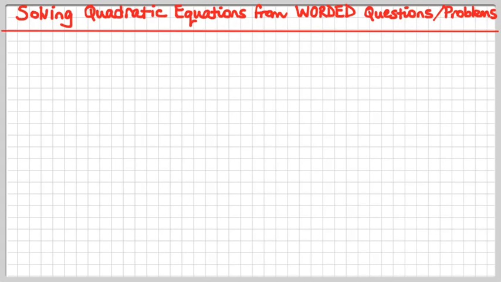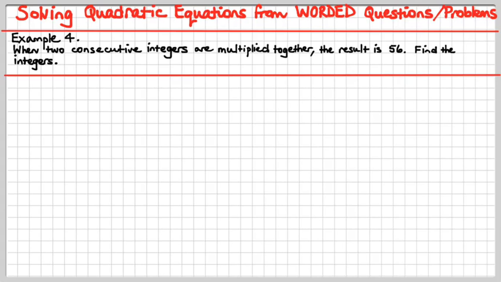Oh, very good. Now, we've got a couple of worded questions and then we're out of here, okay? This is an interesting little question. When two consecutive integers, that is whole numbers, either plus or minus, are multiplied together, the result is 56. Find the integers. Alright, now the very first thing you need to do is to define your pronumerals, guys, and say what they are. So I said here, let x be the first number.